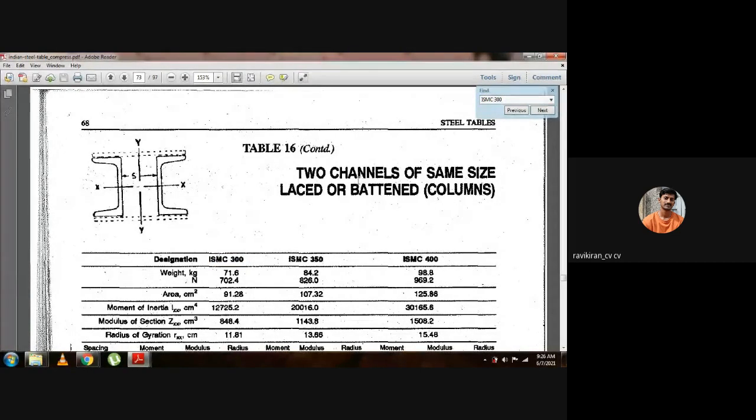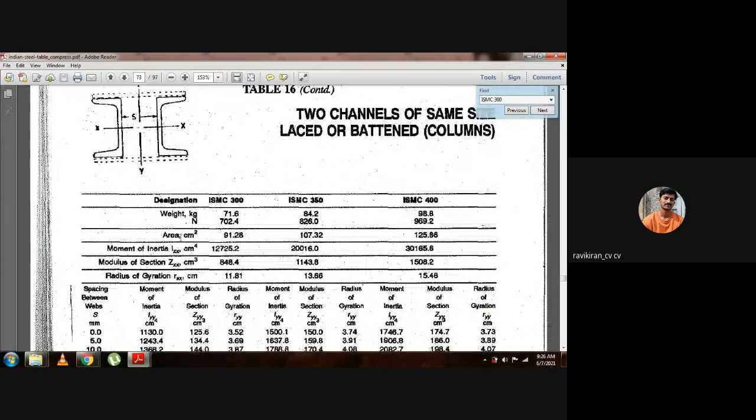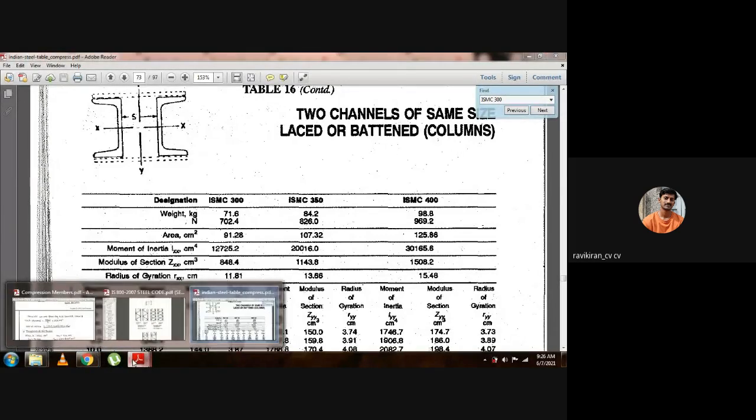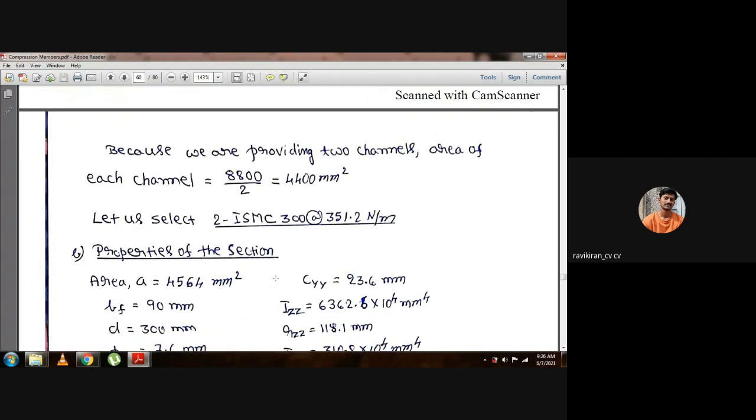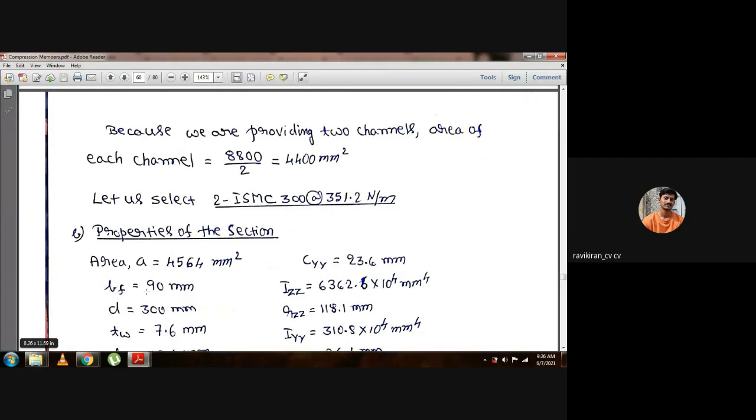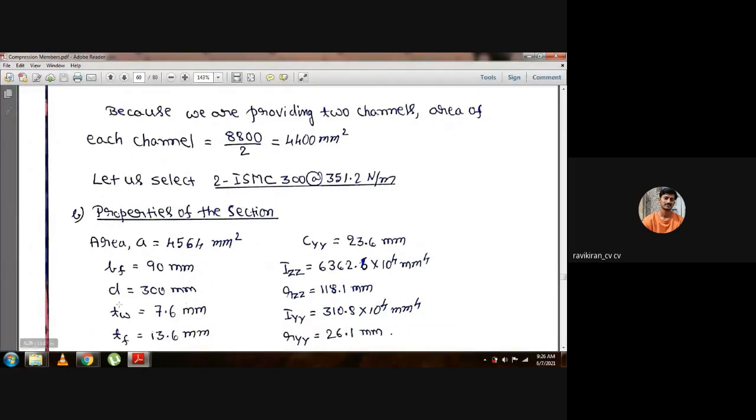The code book I am referring to is different, so the page number will be different. These are the channel sections placed back to back, and this distance is S. Okay, so open this page and ISMC, this is the value told. ISMC 300 at 351.2 Newton per meter. For this, area is 4564 mm square and breadth of the flange is 90 millimeter and depth is 300.